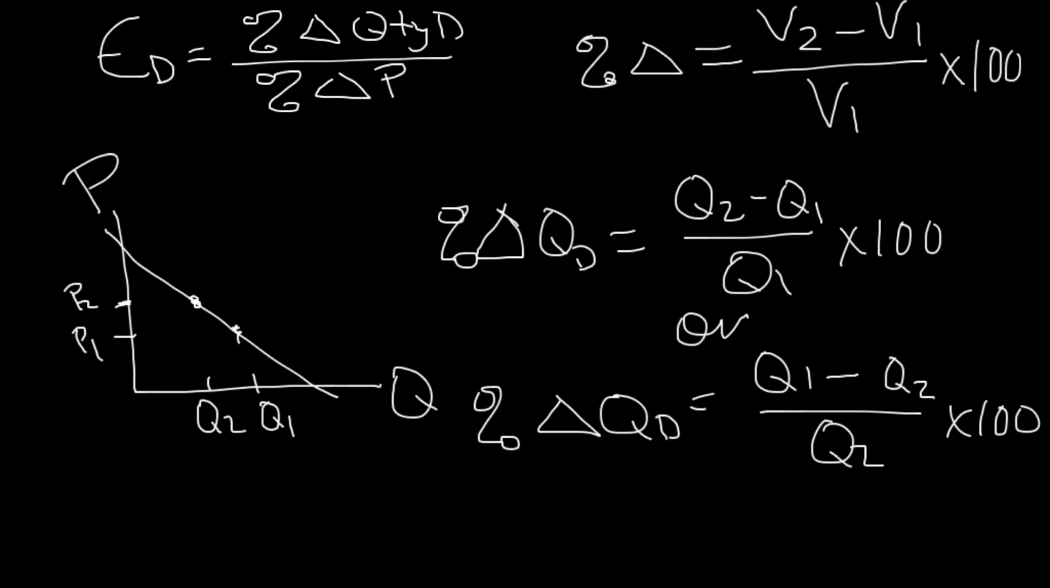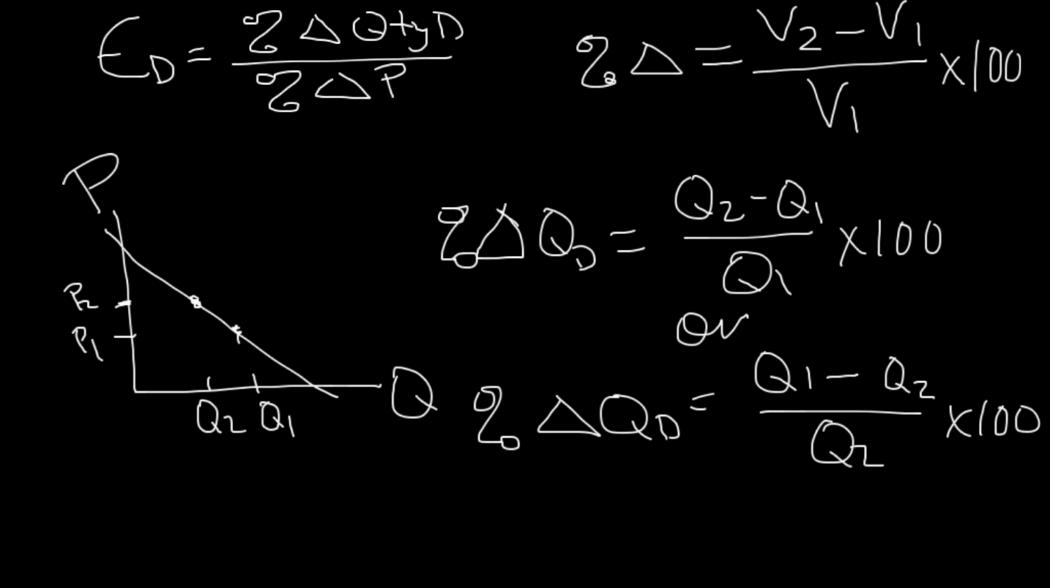So we have a solution. The solution is to take the difference of the two variables, V2 minus V1, with respect to the midpoint, the point right here in the middle of these two. So that way it doesn't matter if I'm going this way or if I'm going this way. This part will be my numerator, and then the denominator will be this midpoint.